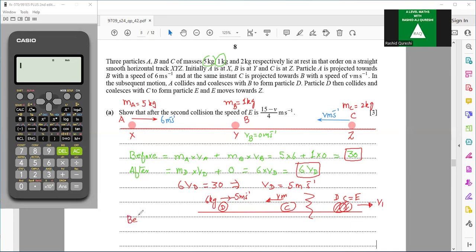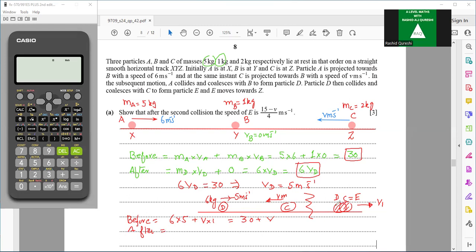Before the collision, what's the total momentum? 6 times 5, plus its velocity is V meters per second and its mass is 1 kilogram, so V times 1. That becomes 30 plus V, if I'm not wrong. So after the collision, what should be the total momentum?